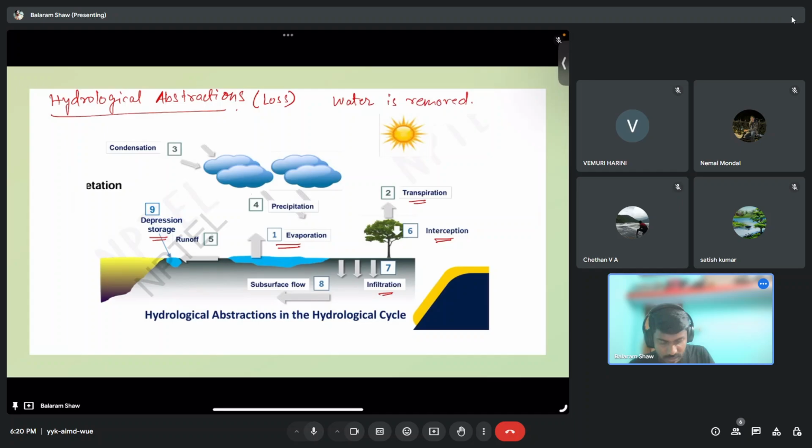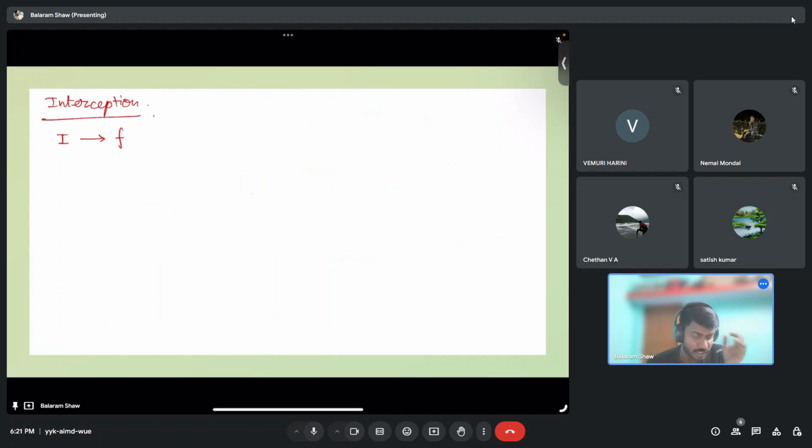Okay, so the first hydrological abstraction is interception, right? I have explained what interception is. Now this interception, let's say if I write it as I, is a function of several factors. What does it depend on? As I mentioned, it is the water that is retained on the leaves, vegetation, animals or buildings, anything, and then taken away to the atmosphere. That is called interception.